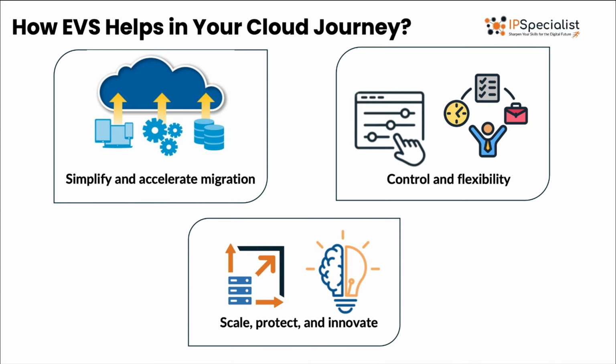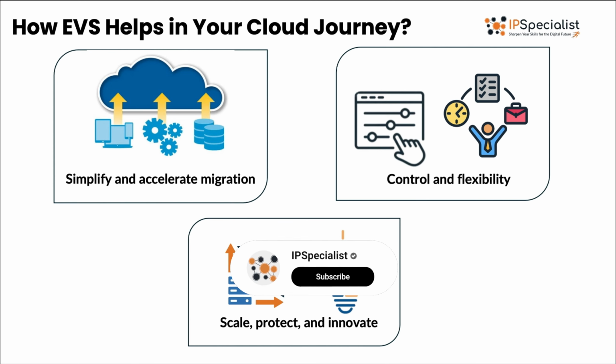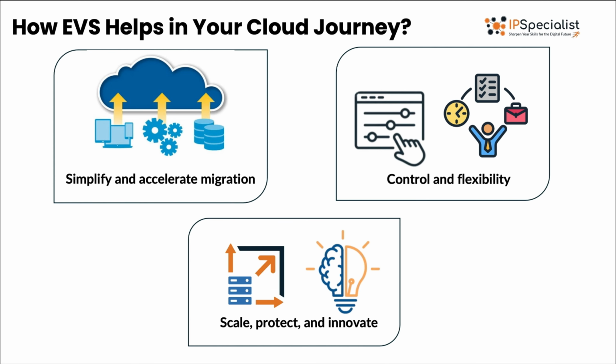Next is scale, protect, and innovate. Since you're running on AWS, you can scale resources up or down as needed and rely on AWS secure infrastructure to protect workloads against disruptions. And beyond that, EVS gives you a path to innovation. Once your workloads are on AWS, you can connect them with over 200 AWS services like databases, analytics, containers, or even AI to modernize your applications at your own pace.